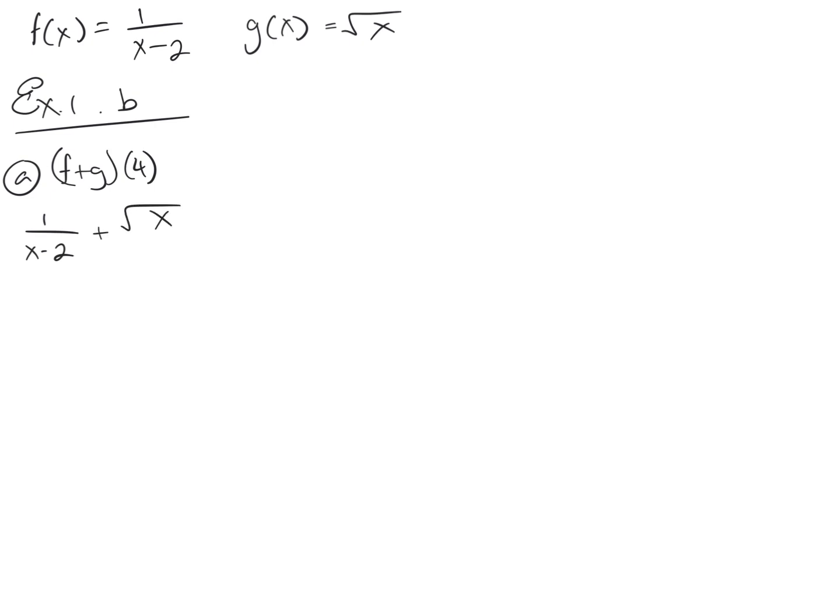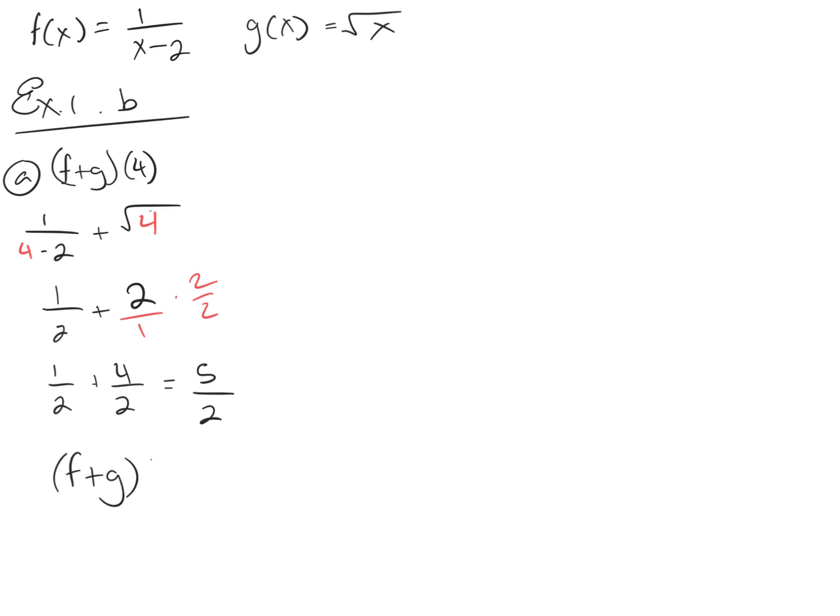But now, since they're asking us with a value of 4 for the x, anytime there's an x, I will plug in number 4, because that is the number that they told us to use. So then it's going to be 1 over 2 plus 2. And then I can actually combine these by multiplying this right number, which is a 2, by 2 over 2. So I end up with 1 over 2 plus 4 over 2. So I end up with 5 over 2. So my f plus g of 4 is going to equal 5 over 2.